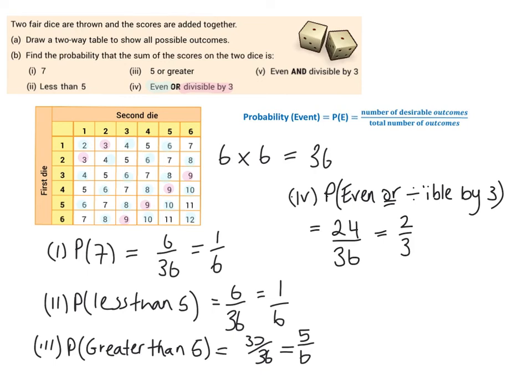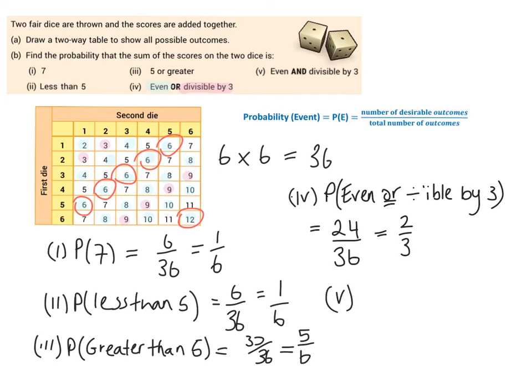And now let's see if we can find any even and divisible by 3. Well, even and divisible by 3 means that it has to be both. It has to be an even number and it must divide by 3. So that actually narrows down our outcomes. So if we circle them instead, so if we want it to be even and divided by 3, straight away we know it's going to be 6, because 6 is an even number and it has a factor of 3. And we also know that 12 is an even number and it has a factor of 3. So what that leaves us with then is a total of 6 outcomes.